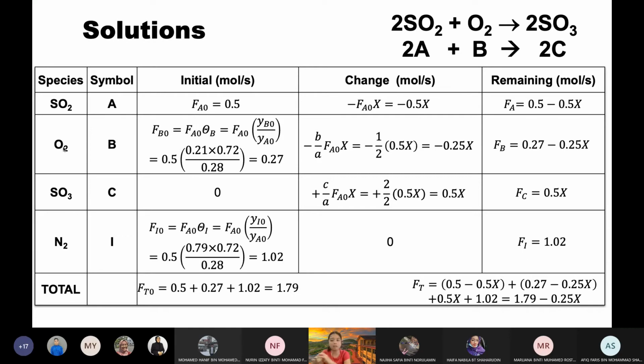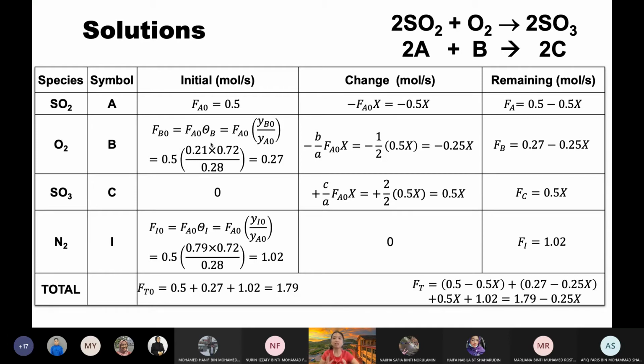Part B yang a bit confusing. Okay, kenapa? Because part B, FB0, which is for O2, equals to FA0 theta B. Ingat kan sama je konsep. FA0 multiply with theta B. FA0 tak apa, 0.5. Kamu dah tahu. Theta B ni yang part kamu kena betul-betul ingat. Macam mana kita nak cari theta B.